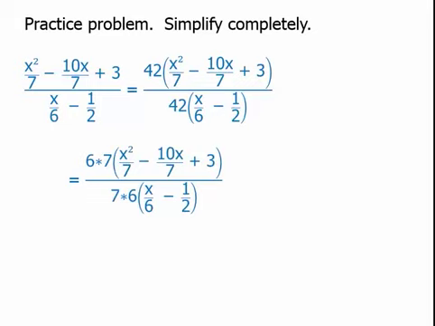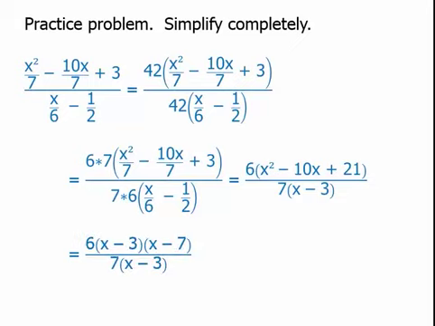And the reason I'm going to do this is that in the numerator, I'm going to keep the 6 outside, but multiply the 7 through the parenthesis. In the denominator, I'm going to keep the 7 outside and multiply the 6 through the parenthesis. And when I do that, I get this. Well, that quadratic in the numerator, x squared minus 10x plus 21, we can factor that to x minus 3 and x minus 7. Then the x minus 3's cancel, and we're left with 6/7 times x minus 7.